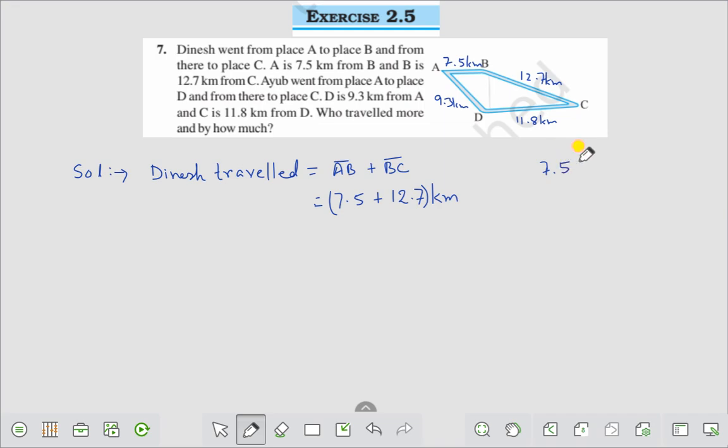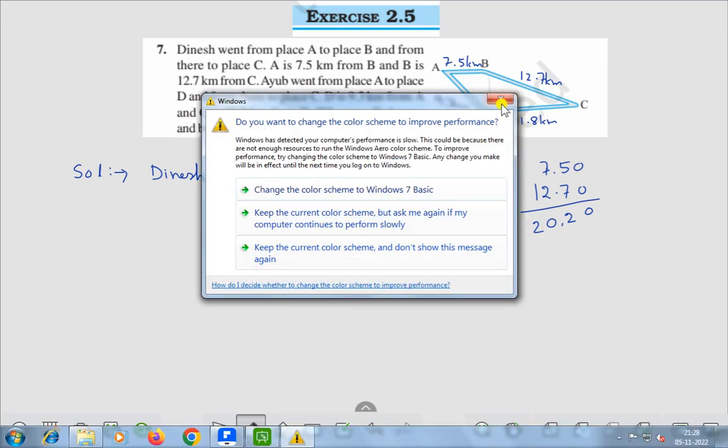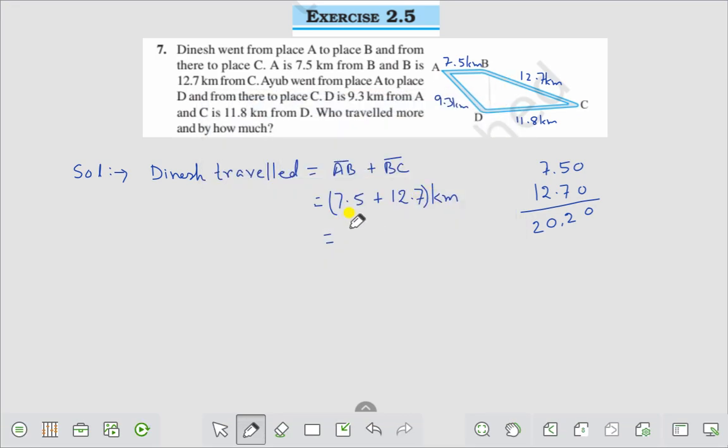Now if we add the numbers, that is 7.50 plus 12.70. Adding: 0 plus 0 is 0, 5 plus 7 is 12, write 2 and carry 1, 7 and 1 is 8, 8 plus 12 is 20, so the point and 20. Therefore, it is 20.20 kilometers.